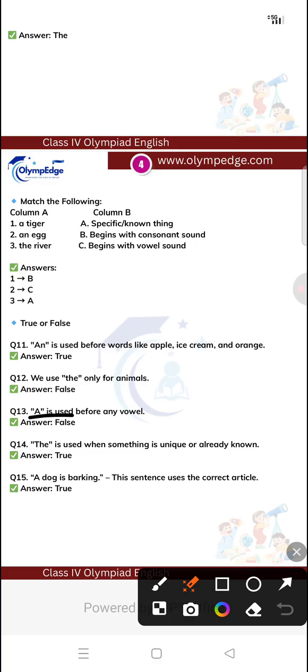The next question: a is used before any vowel. No, that is false. A is used before consonants, right? The next question: the is used when something is unique or already known. Yes, that is true. Then last question we had: a dog is barking. This sentence uses the correct article. Yes, it is using the correct article because dog is not specific, right? So it is a true statement.